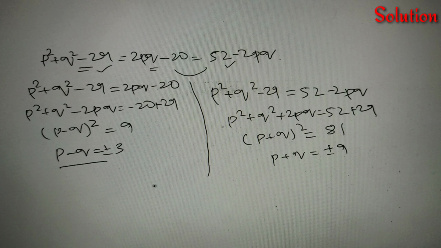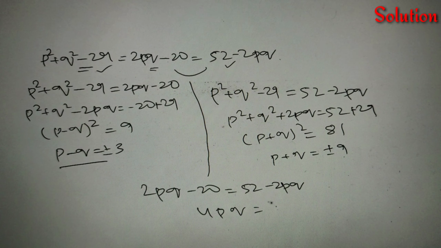Now let's equate our last equation, that is 2pq minus 20 is equal to 52 minus 2pq. Now if we take 2pq on the same side, we'll have 4pq is equal to 52 plus 20, that is equal to 72. And we know that 72 by 4 is equal to 18. So we have got pq's value as 18, and we have got p minus q as plus minus 3 and p plus q as plus minus 9. So from here we'll have 4 cases and then we'll find the values. So let's find the cases.